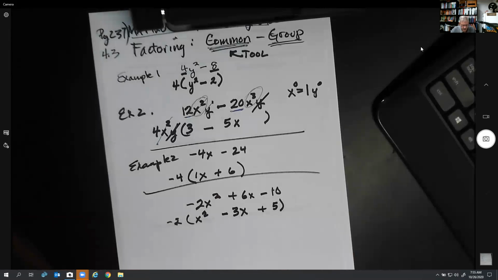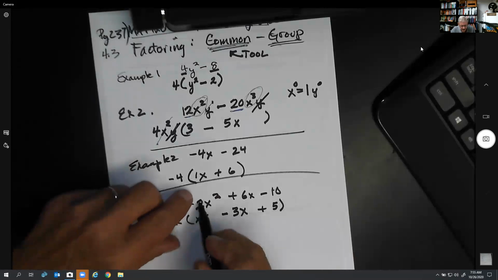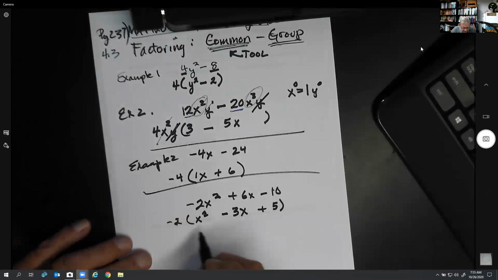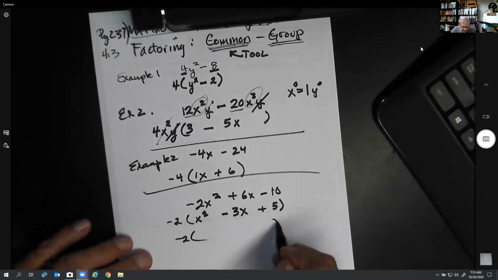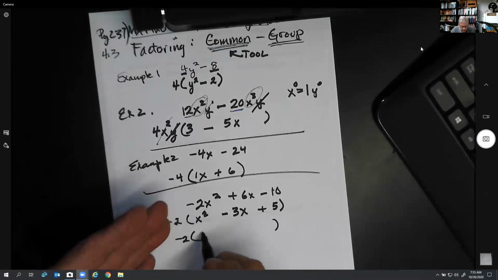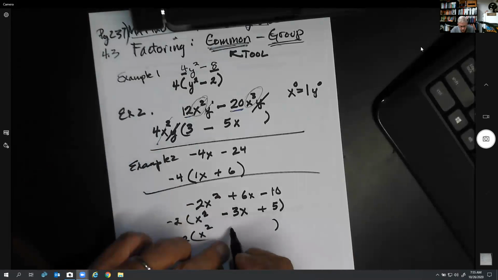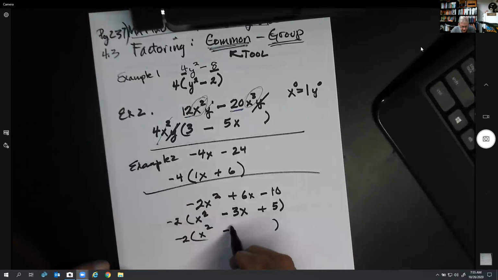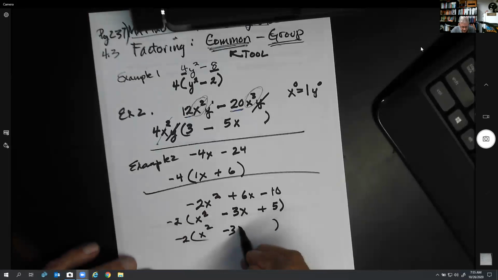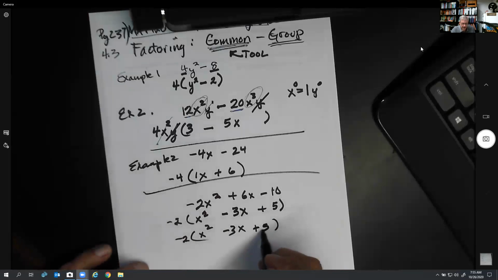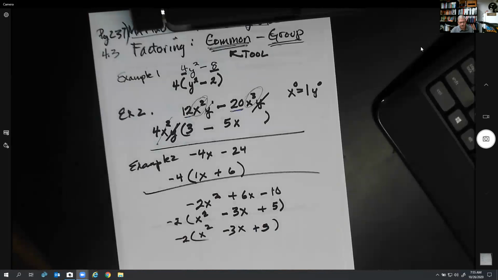So you can look at it 2 different ways. Some people look at it as dividing: a negative and a negative is a positive. Or some people look at it as negative 2 times what gives me that term. Negative 2 times what? A negative times a negative is a positive, and negative 2 times 5 is negative 10. Either way you can think of it.